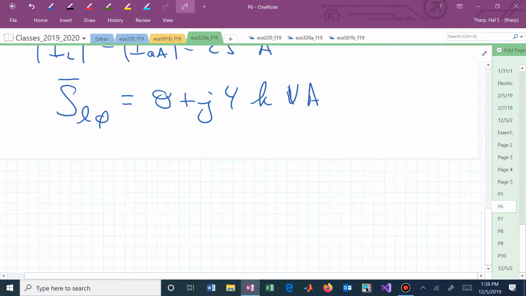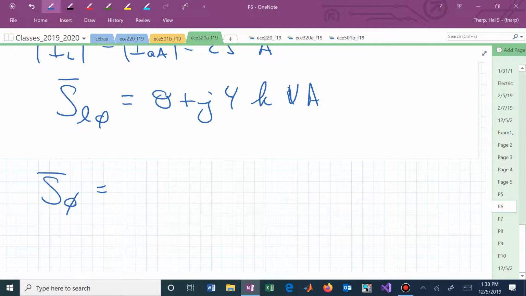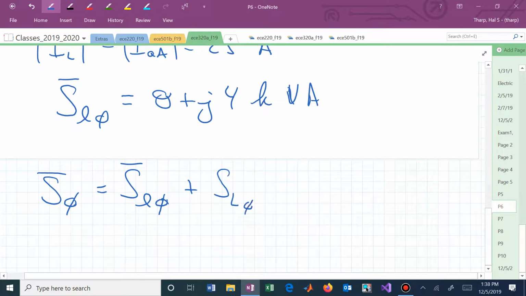We now can say the combined complex power in one phase is the result of adding the transmission line complex power with the load's complex power in that one phase. And doing that ends up being 31.5 + j27.57.